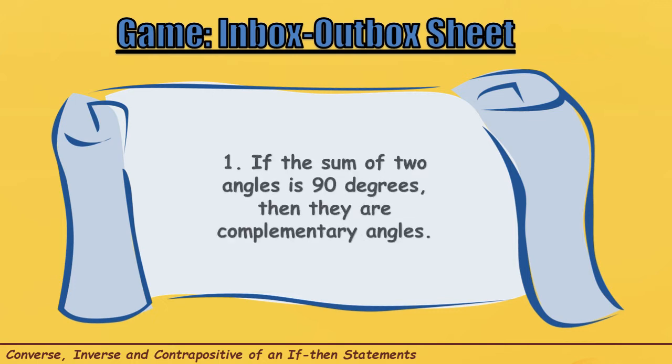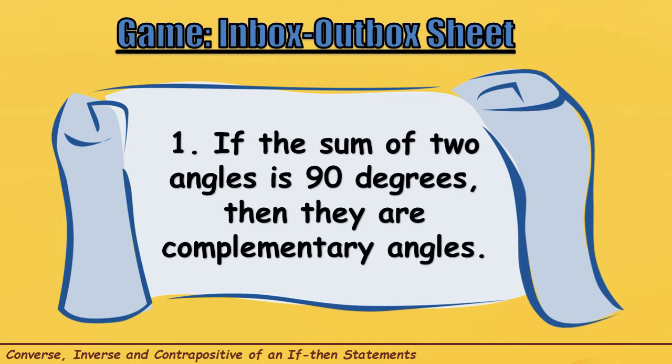First inbox. If the sum of two angles is 90 degrees, then they are complementary angles. So what do you think is the hypothesis and conclusion? Okay, the hypothesis here is the sum of two angles is 90 degrees. The conclusion, they are complementary angles.